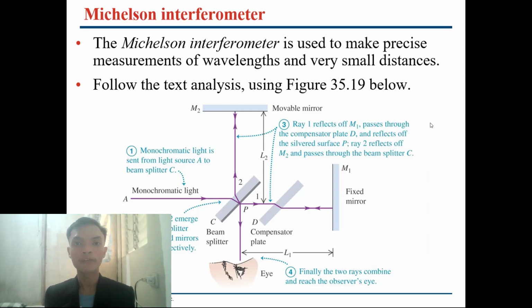This instrument was famously used in the Michelson-Morley experiment, which disproved the existence of the ether and paved the way for Einstein's theory of relativity. In modern times, Michelson interferometers are used in precision metrology, gravitational wave detection, and spectroscopy.